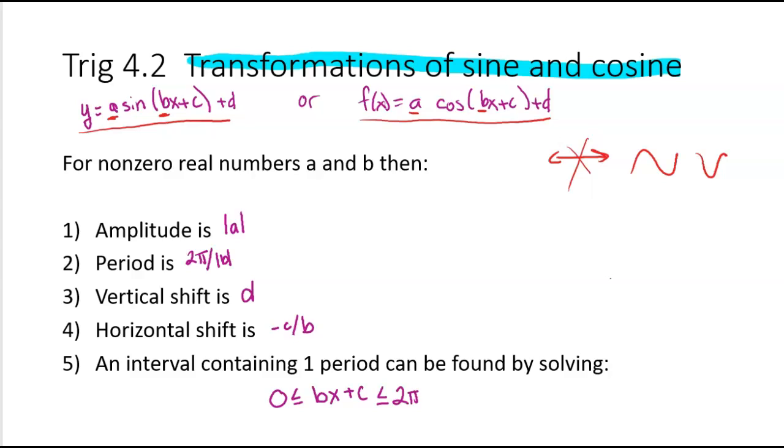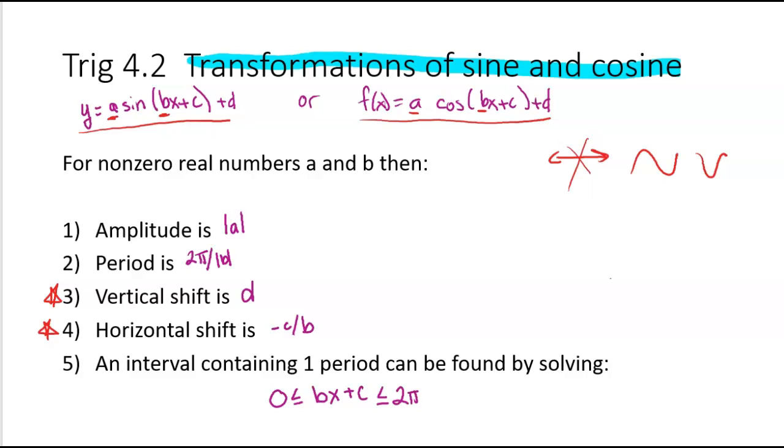Okay. So we have noticed that in the first video, we have talked about amplitude, so how high and how low our graph is. We've also talked about period, 2 pi divided by the absolute value of b. So 2 new things in this are our vertical shift d and our horizontal shift negative c over b.